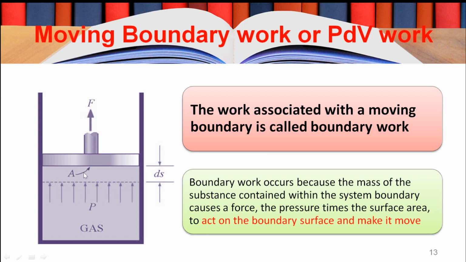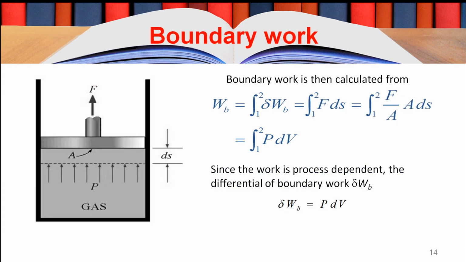Boundary work occurs because the mass of the substance contained within the system boundary causes a force, the pressure times the surface area. You know that pressure is normal force per unit area, isn't it? So force is pressure times surface area, acting on the boundary surface and making it move. So that is happening here. Whenever we heat the gas in a piston cylinder device, the gas will expand and move the piston up for a small distance.